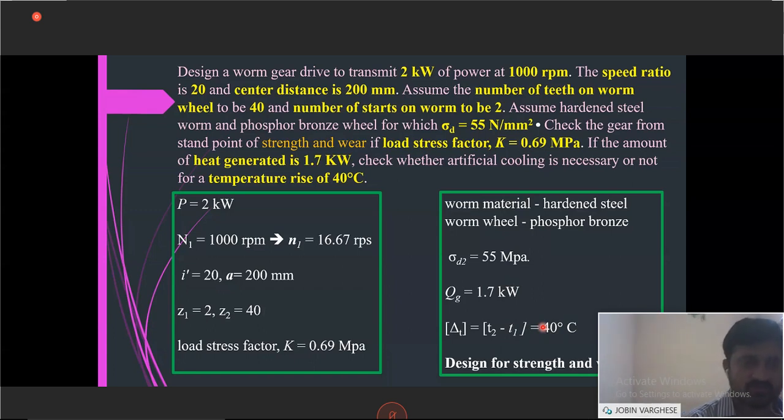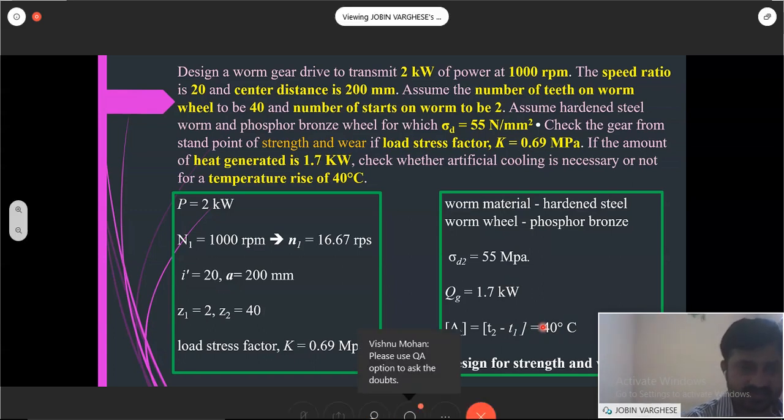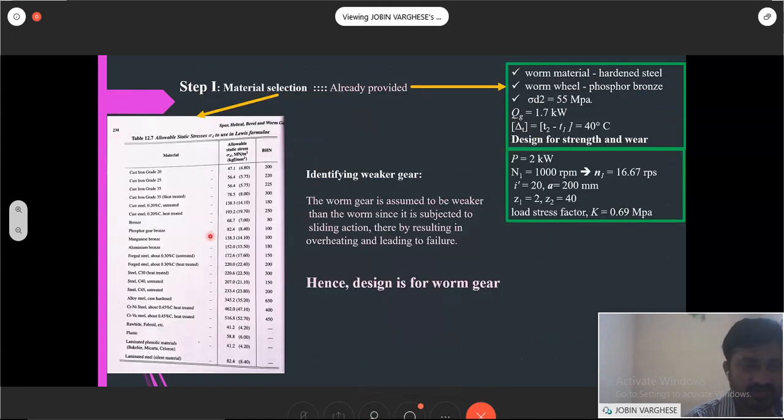It comes to the first part, where we have to do the material selection. As I see on page number 234, a material has to be selected for this. However, in this case the material is already given, so we don't need to select it; otherwise we would take it from there and find out sigma D from the material if not given. Here the sigma D is already given. The second part is to identify the weaker gear. Obviously, I told you the worm gear is the weaker part because of the rubbing that happens over it. I'll carry the parameters over to this.